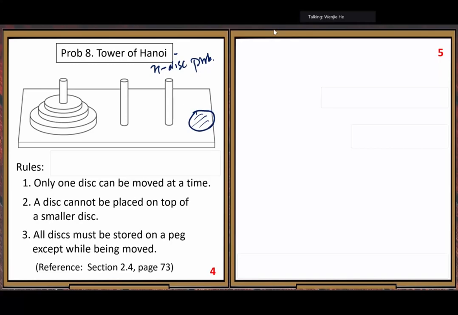Usually when kids play this puzzle, they use 3 disks. A little challenging, but it's doable, right? But you can think about if the number of disks grows, 4 disks, 5 disks, then it could be very hard, right? So now, let's do analysis. How to solve this puzzle problem.